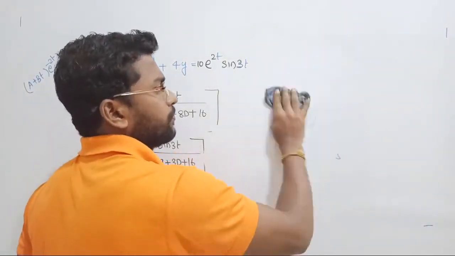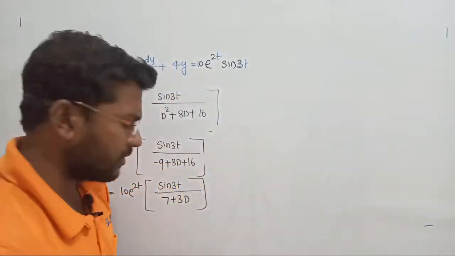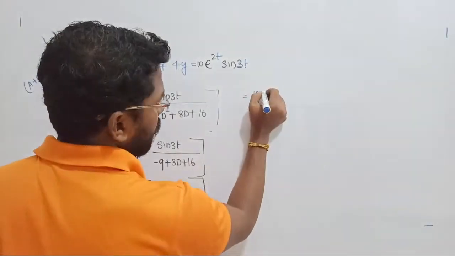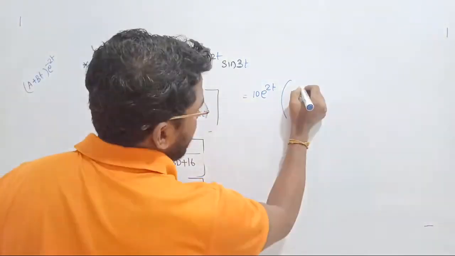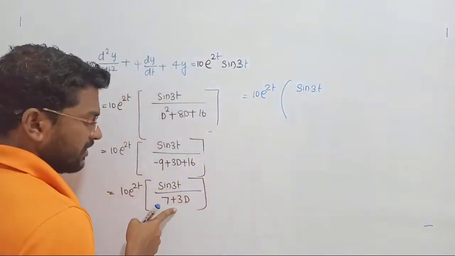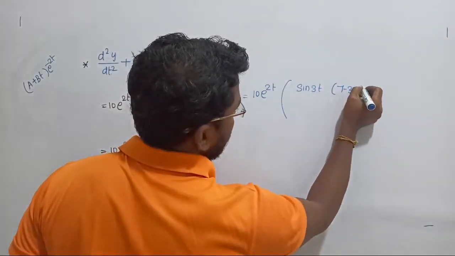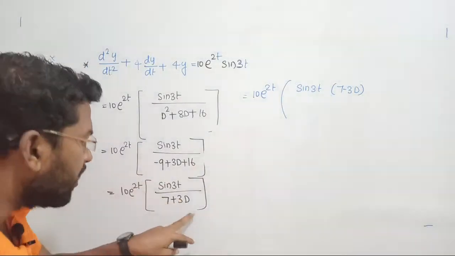Let me rub this one. Yeah, let me rub this one. Slowly understand, right? Yes. So in the next step the answer is 10 into e power 2t, right, in bracket. Here I got sin 3t. Okay, fine. இப்போ நான் என்ன பண்ண போறேன் அப்படினா இந்த 7 plus 3d இருக்குல்ல, அப்ப நான் நியூமரேட்டர்ல வந்து 7 minus 3d ஆல மல்டிப்ளை பண்றேன்.